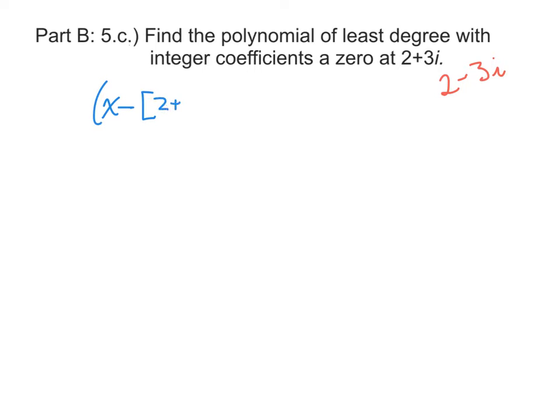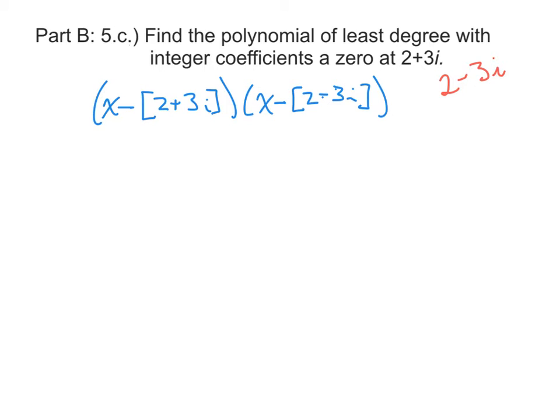2 plus 3i. And since another 0 is at 2 minus 3i, its factor is x minus 2 minus 3i. And we have to multiply this whole thing out. But there's a little bit of a trick to it.